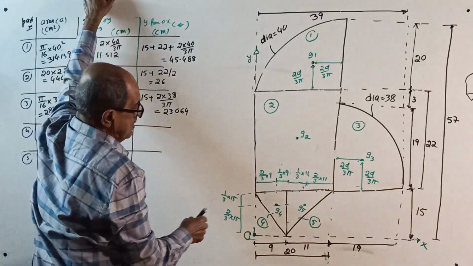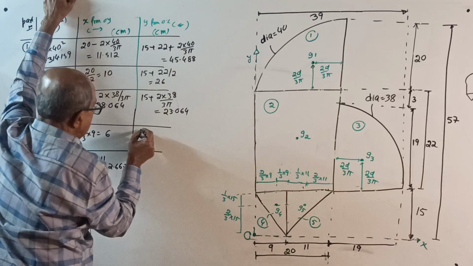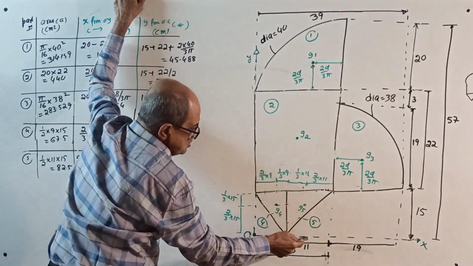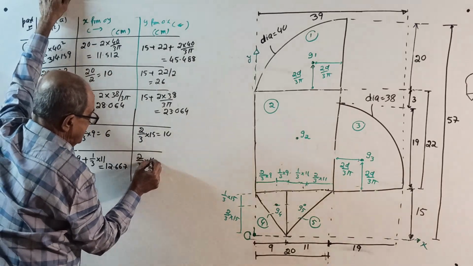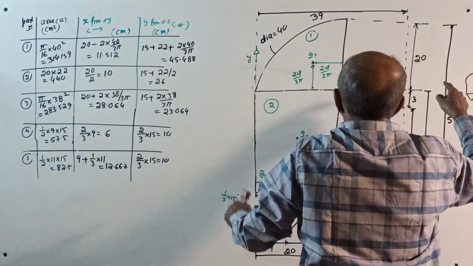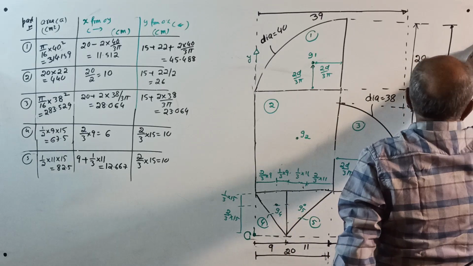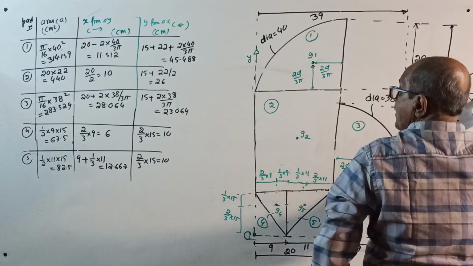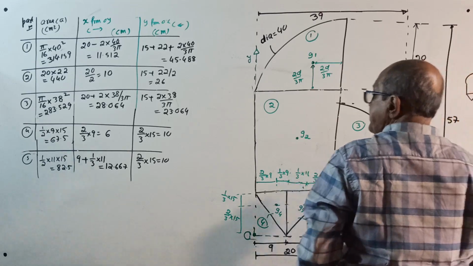Figure number 4, from here, 2 by 3 of 15 is 10. Figure 5 also, 2 by 3 of 15 is 10. Now I'll check the answer. Areas: 314, 440, 283, 67.5. X values: 11.512, 10, 28.064, 6, 12.667. Y values: 45.488, 26, 23.064, 10, 10. Over, correct.